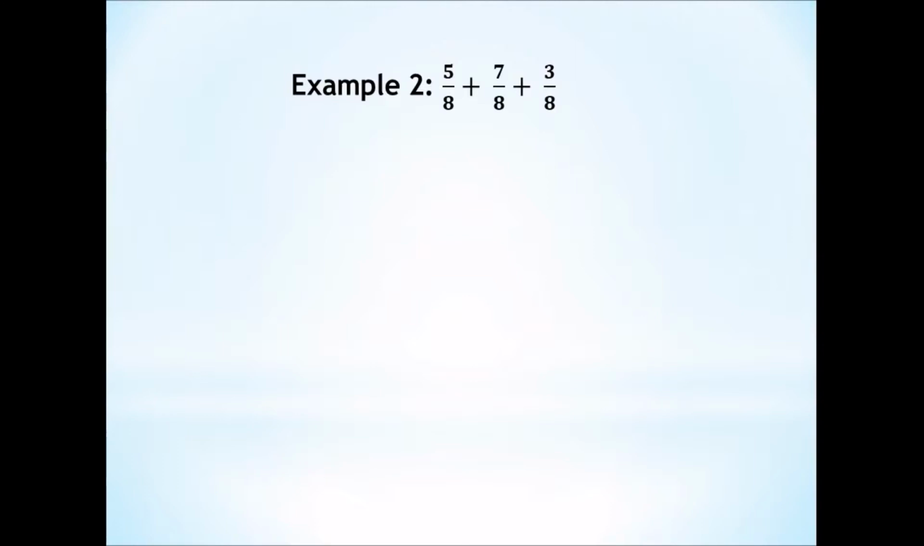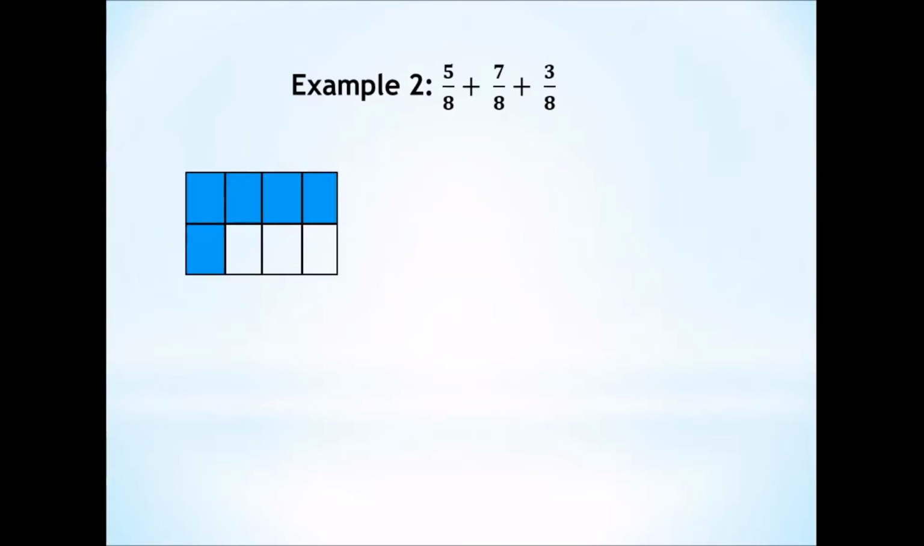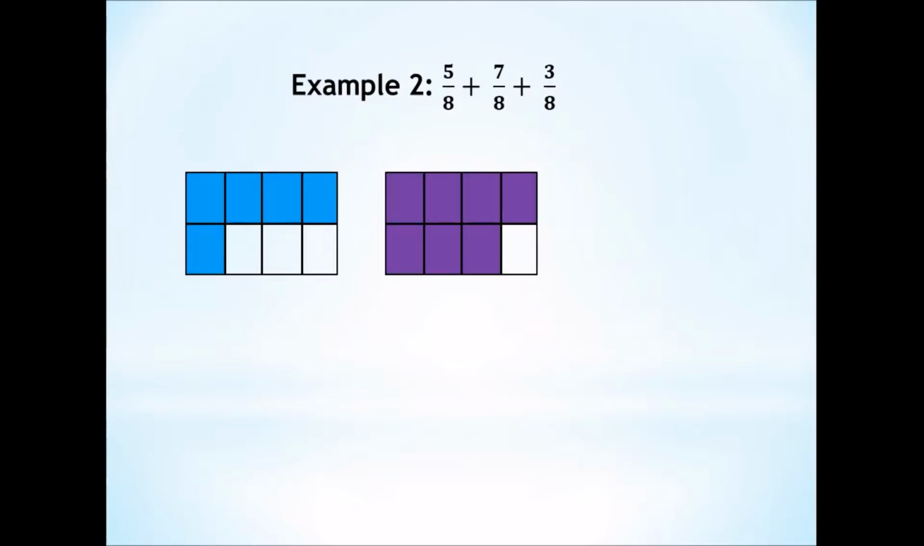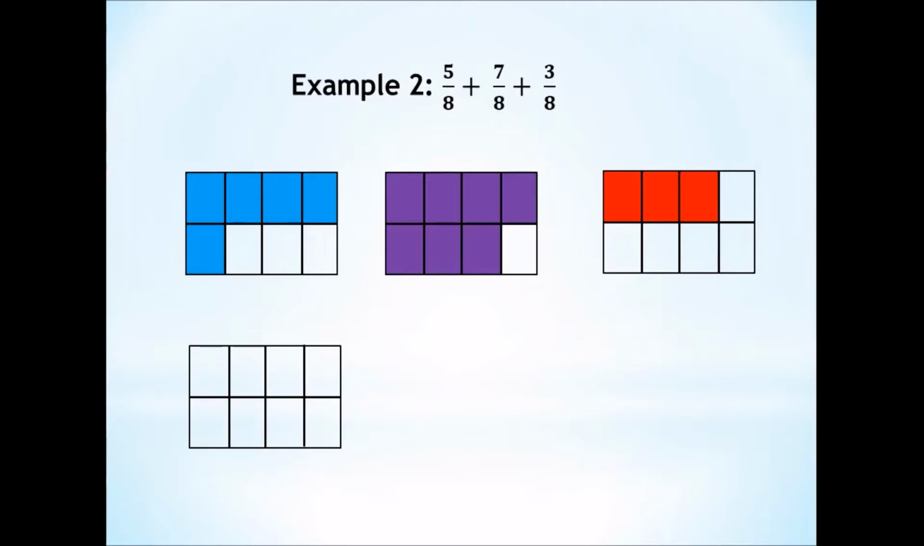So 8 is the denominator, so that tells me that on the denominator of 8, 8 over 8 makes a whole. The first term, 5 out of 8, tells me that I have 5 parts out of the 8 that is shaded. The second term is 7 out of 8, which tells me that 7 parts out of the 8 is shaded. And the last term, 3 out of 8, tells me that I have 3 out of the 8 parts that is shaded.